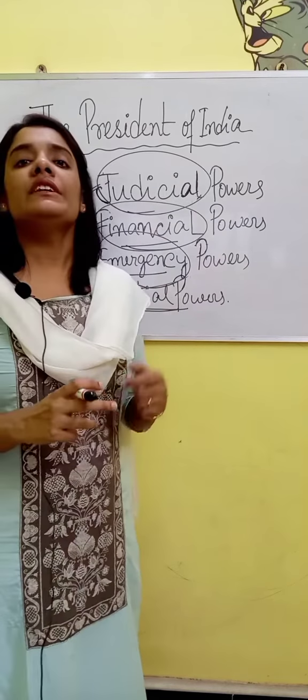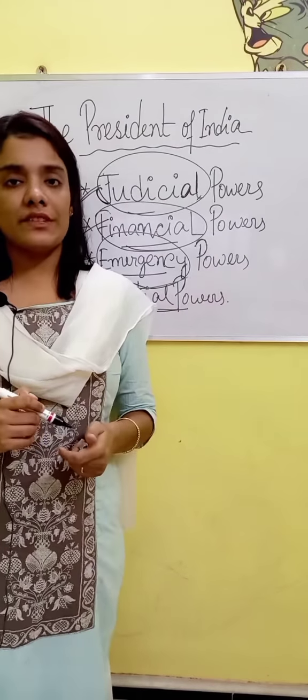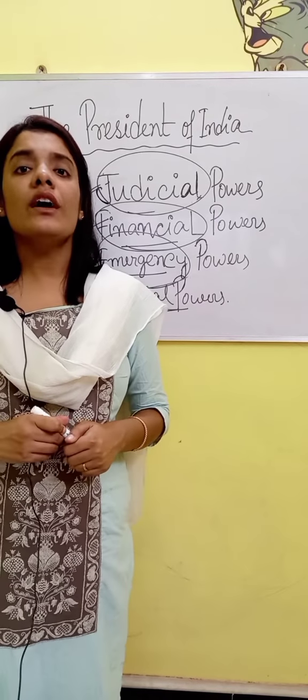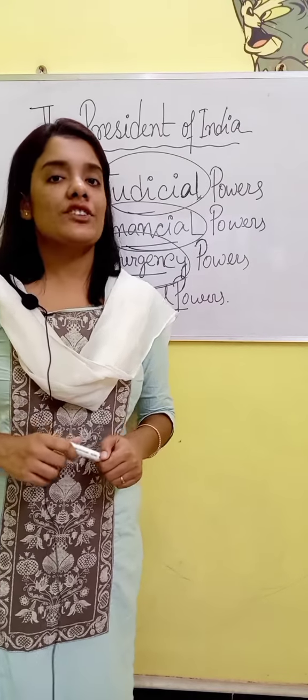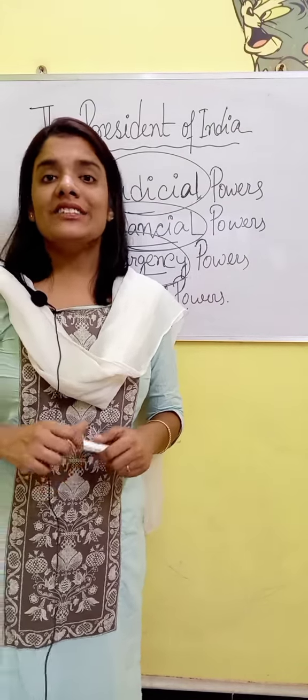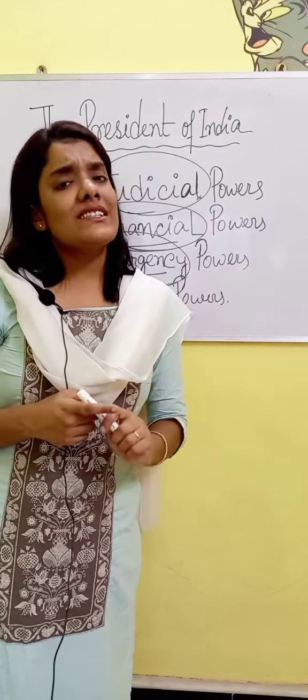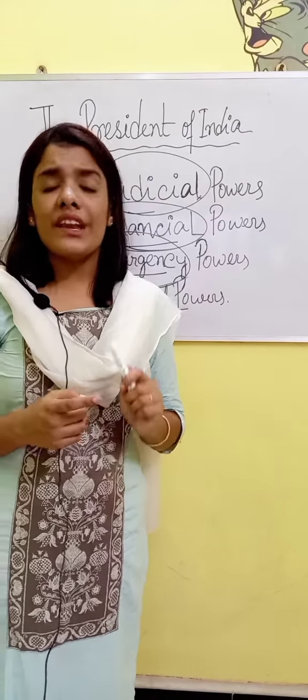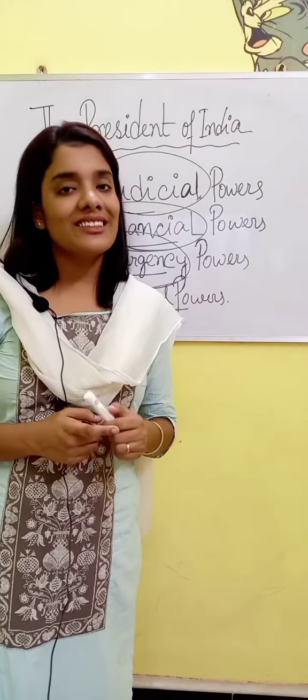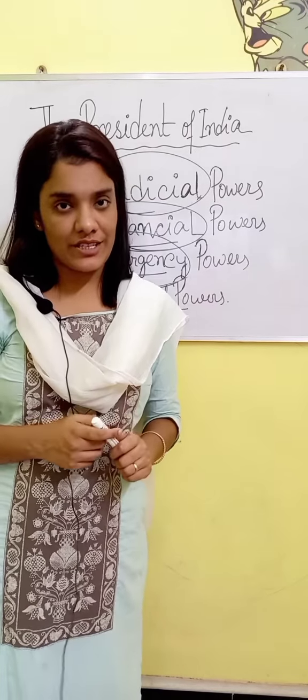Before telling you about the emergency powers of the President, I would like to tell you what the three kinds of emergencies are. The three kinds of emergencies are national emergency, state emergency and financial emergency. Now, what is national emergency? Whenever your country is at the stake of war or whenever there is a chance of foreign aggression, during that time there is a national emergency.